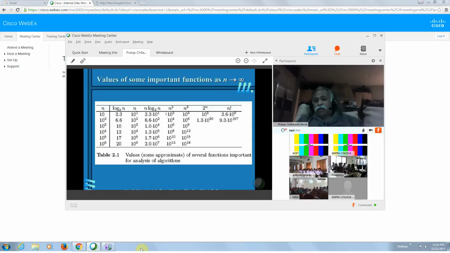N log 2 n is 10 times that. N squared is 100. The rest of it is pretty straightforward. N factorial, of course, is a huge number, right? So obviously when you go from left to right, if you look at any of these numbers, log 2 n is more efficient in general. The next best is n, like that, going from left to right.